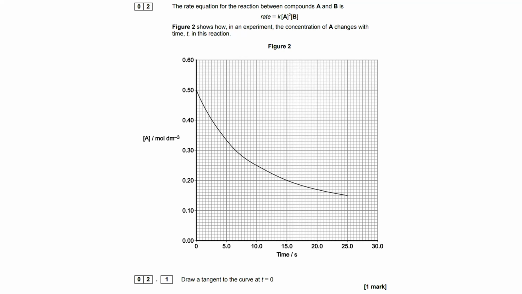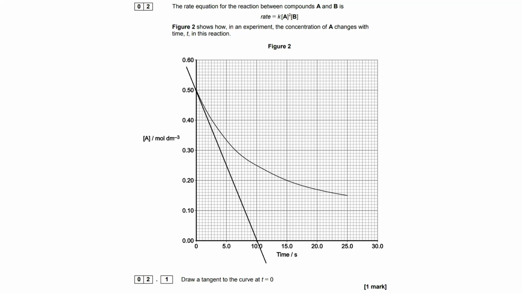First mark on this question for drawing a tangent should be straightforward. Make sure you have a ruler, make sure you've practiced doing these, and make sure that your tangent is only touching your curve at the point that it's supposed to. In this case, it's where t equals 0.